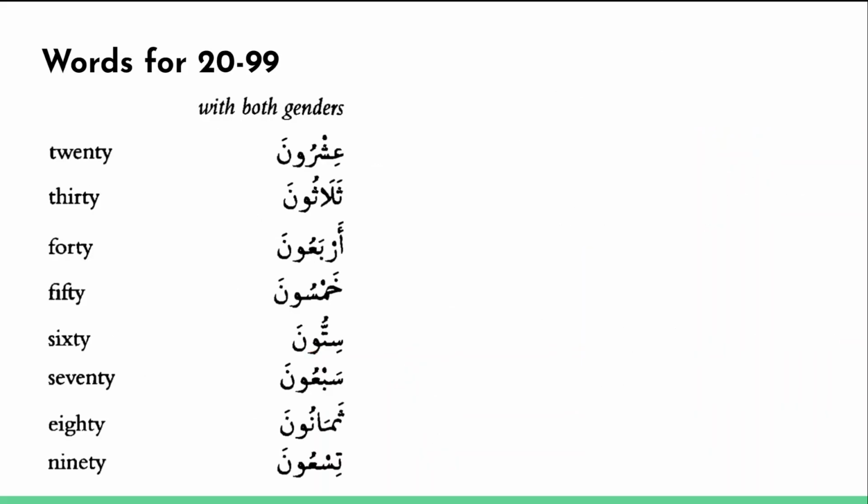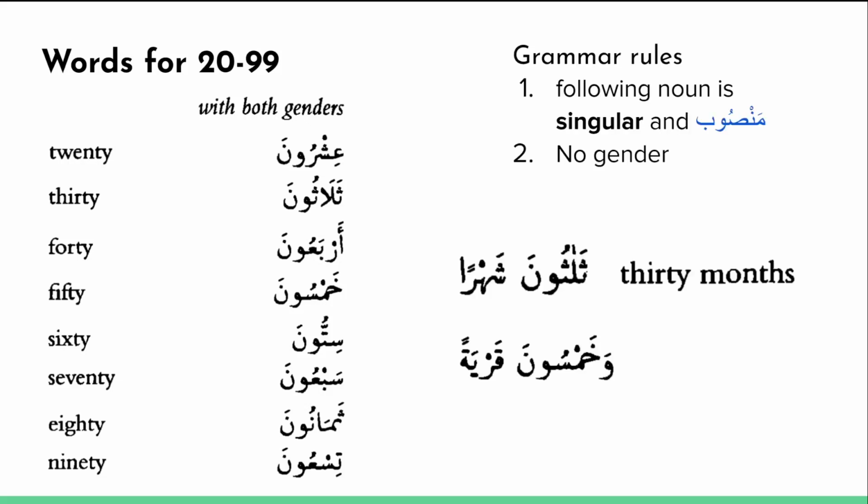Alright, so let's change gears again and now go through the numbers from 20 through 99. And here, it's mostly the multiples of 10 that you see appear in the Quran. So we'll just see a couple of examples of that. But I'll mention the words first. Ashuruna is 20, Thalathuna is 30, Arba'una is 40, Khamsuna is 50, Sittuna is 60, Sab'una is 70, Thamanuna is 80, Tis'una is 90.